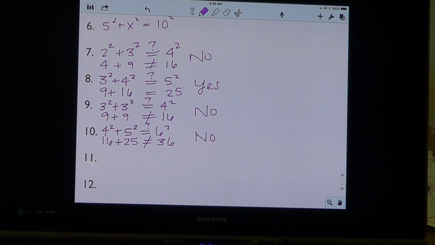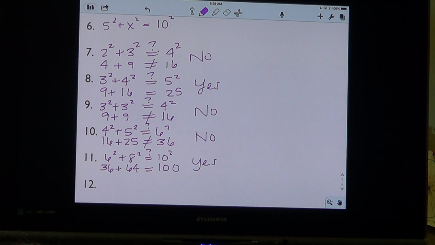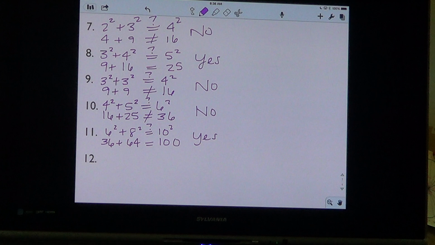6 squared plus 8 squared equals 10 squared, and that would be yes. Or it'd be 36 plus 64 equals 64? Oh, that would be no then. Alright, no. It would work. Sorry, you are right, I was thinking yes. Yes, it does work. So that would be yes. My bad. And 12.